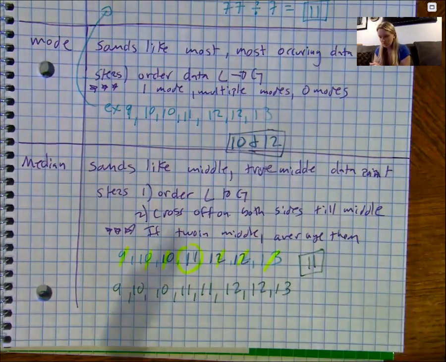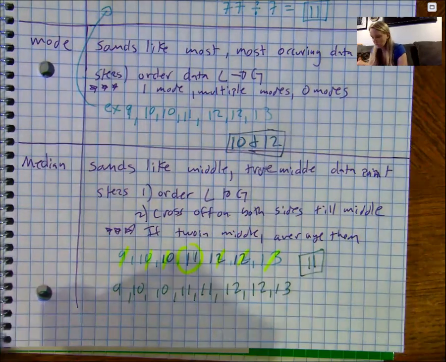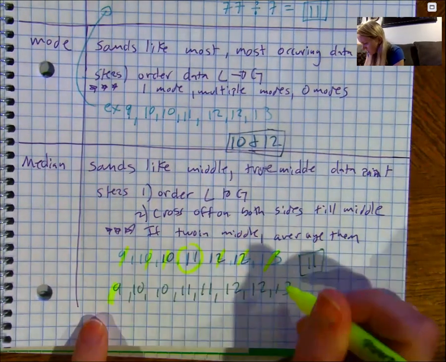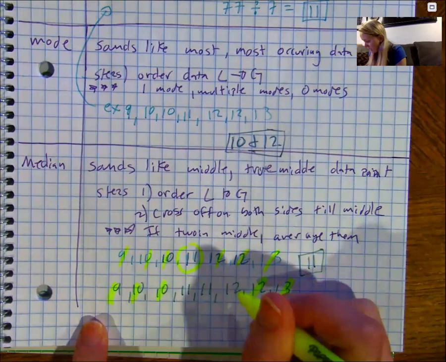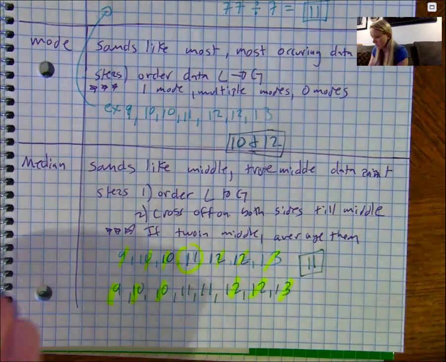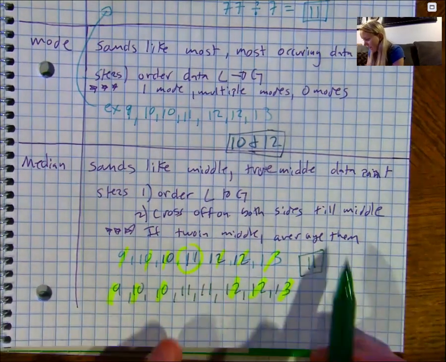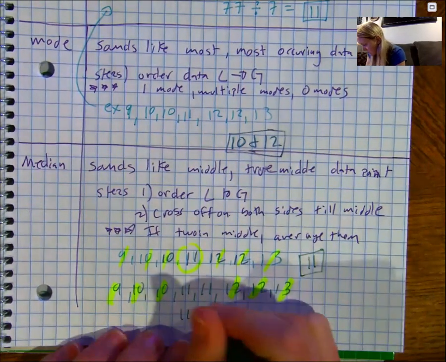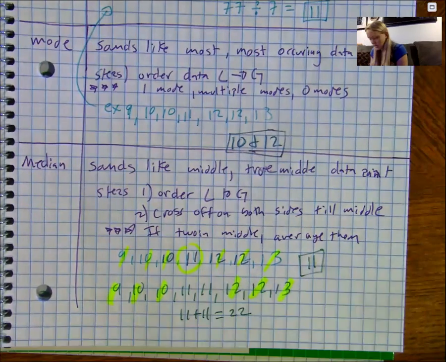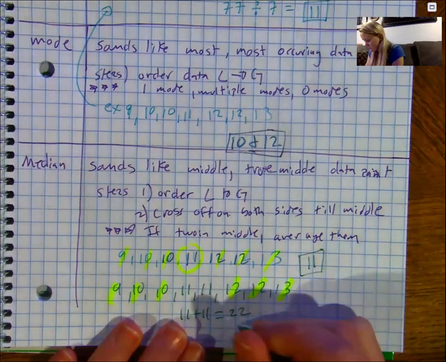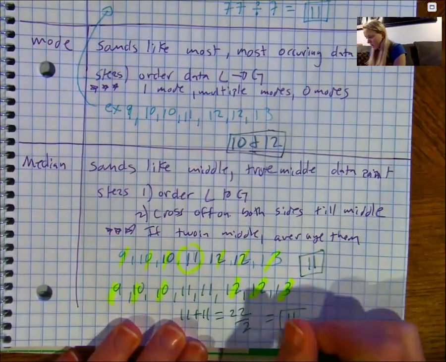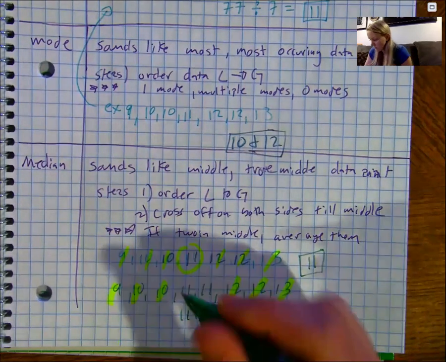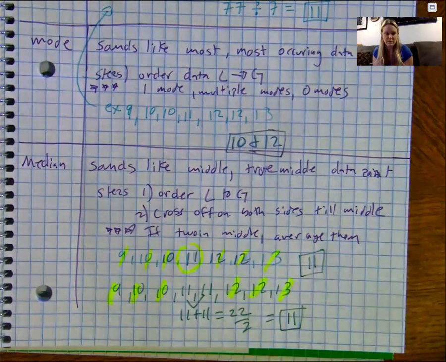Okay, we follow the same thing, order least to greatest. We cross off 1, 1, 2, 2, 3, 3. You would take the 2 in the middle and find the average of them, or find the mean, which means you add them together and then divide by how many you have. Well, it's still 11. You have to add them together and then divide by how many you have if you have 2.